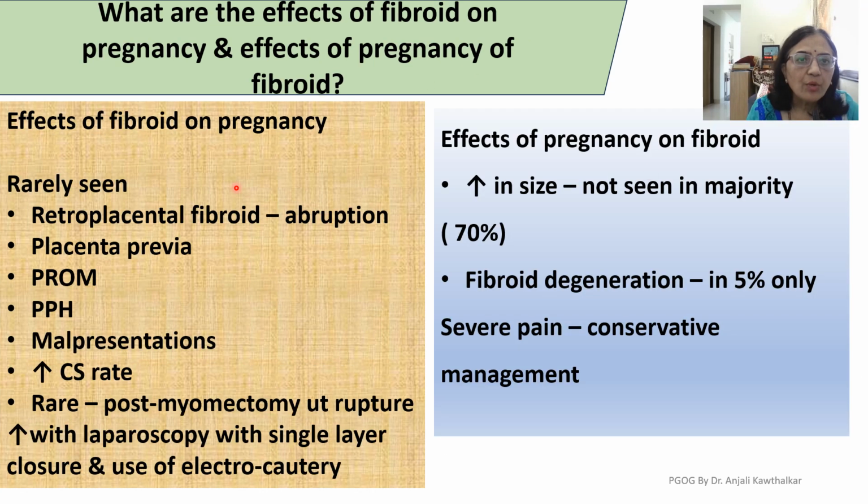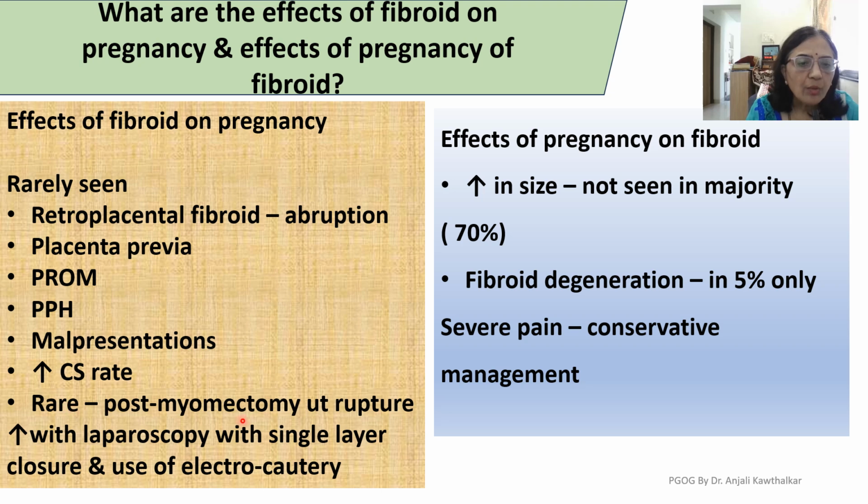What are the effects of fibroid on pregnancy, and what are the effects of pregnancy on fibroid? So, how does fibroid affect pregnancy? It is given that fibroid rarely adversely affects the pregnancy. If there is a retroplacental fibroid, it can lead to abruption. Placenta previa, PROM, PPH, malpresentations, all these risks increase with the presence of fibroids. Caesarean section rate increases whenever there is a fibroid complicating pregnancy.